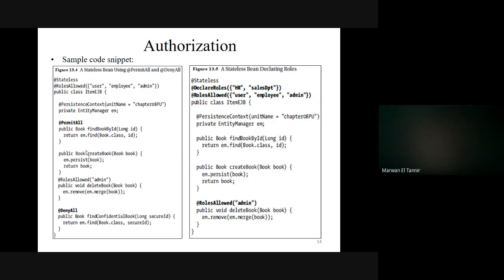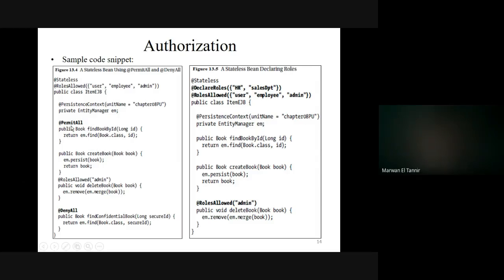So this is an example about using security annotation. In this case, we have an item bean called item enterprise Java bean. It is a stateless bean. If I want to allow different roles to use this bean, at the beginning we annotate with roles allowed. Here, users can use this one. Employees can use. Admin can use this one.